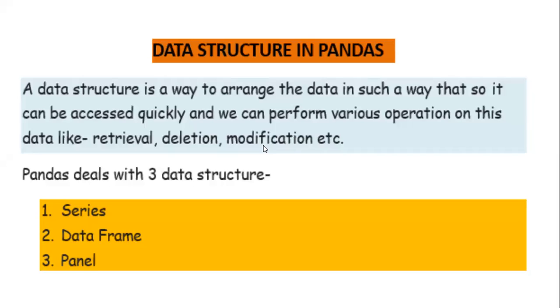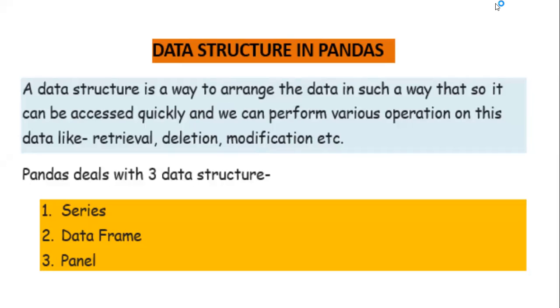A data structure is a way to arrange the data in such a way that it can be accessed quickly and we can perform various operations on this data like retrieval, deletion, modification, addition. So data structure means nothing but in Pandas, in which way you have to arrange your data. So that is called the data structure.